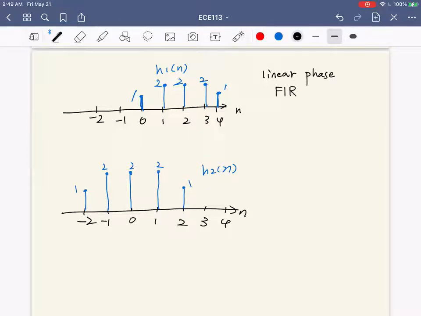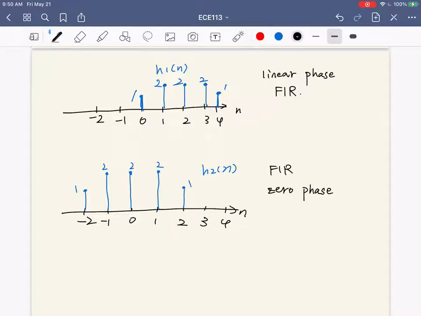And yeah, it is finite, right? It only has 5 supporting. Finite. And what about this one? Can anyone tell me what the phase should be? Would this just be 0 phase? Yeah, you're right. FIR, 0 phase. Which means that it will have no delay.